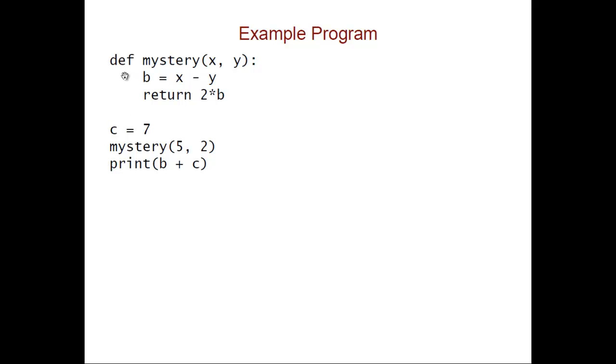You can see we have a function called mystery that takes two inputs, which we're assuming are numbers. It does some math with them, and it returns a number. And then we have some other lines of code that, because they are not indented, are not part of mystery. They are outside of any function.